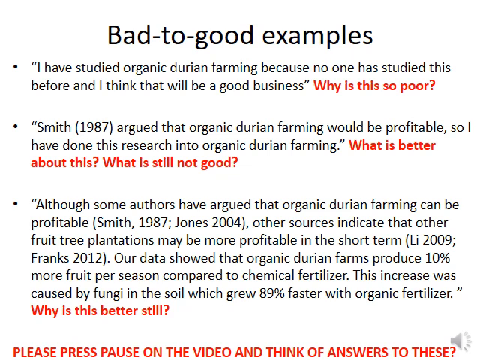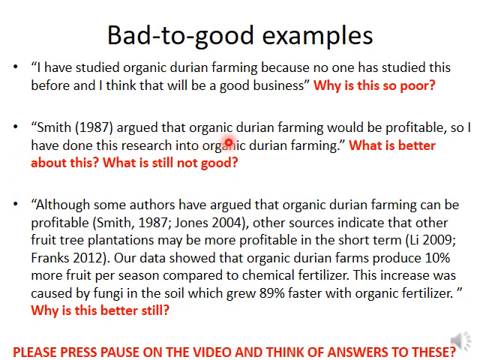So let's look at some bad to good examples. So firstly, the worst example. I have studied organic durian farming because no one has studied this before, and I think this will be a good business. Why is this so poor? Why is this such a bad example of scientific writing and argumentation?